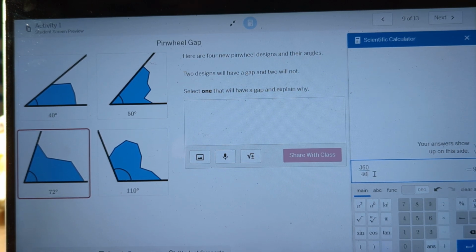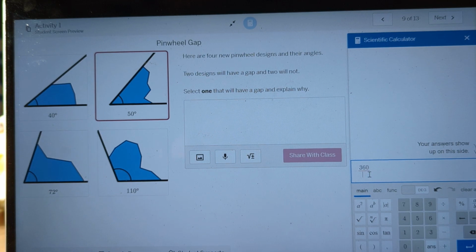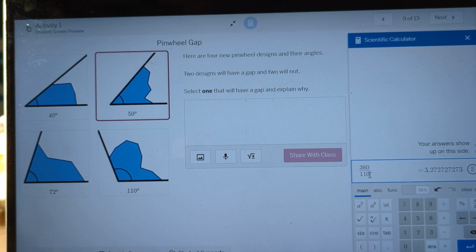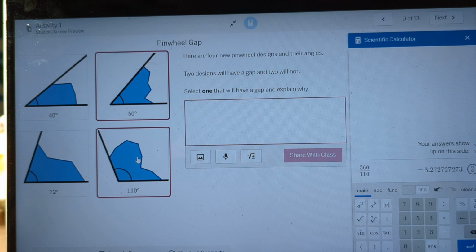Okay, let's do a different one. Back it up to 50. What happens if 7.2? That means we don't have a whole amount of leaves. So we're going to mark that one first. Next, let's look at 72. You know what? We've seen 72. Let's look at 110. There we go, 3.2. There will be a gap for that one too. It says only select one, but either 50 or 110 will give us a gap. So let's go ahead and do 50.